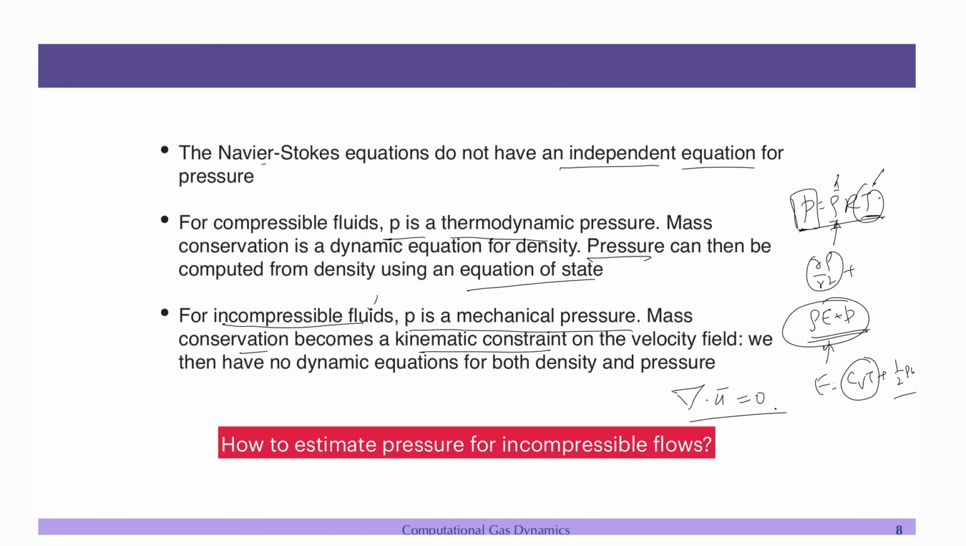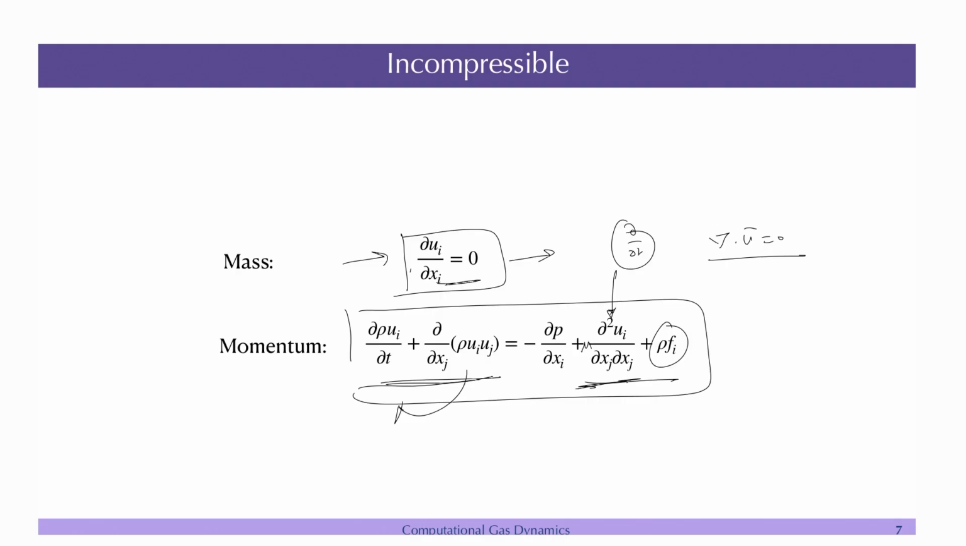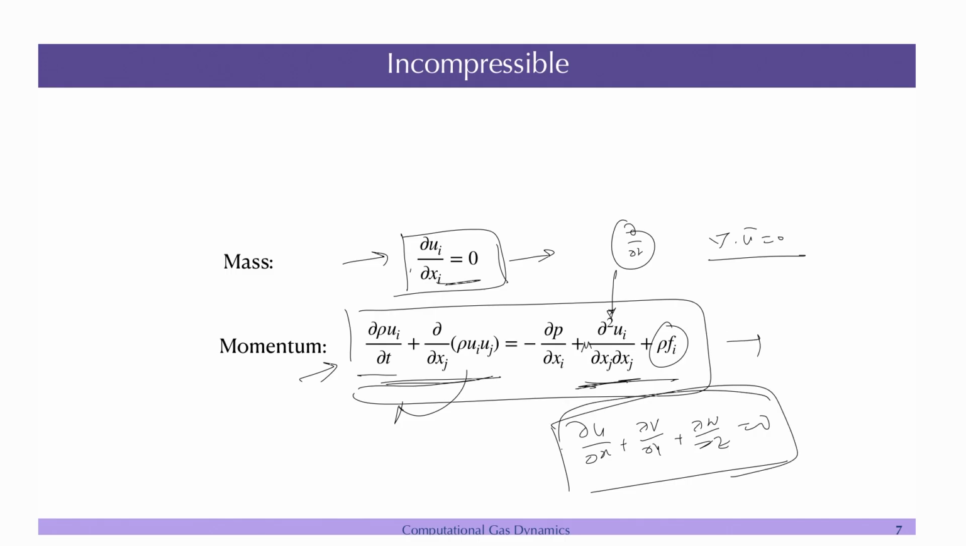So, how do you time march? The only thing that you can time march in this set of equations that we have is the momentum equations. That is a dynamical equation. This is a constraint. It must be satisfied at every iteration. At every iteration, when you take the gradient of del u by del x and del v by del y and let us say del w by del z and you add all of them, it should come to 0, correct.